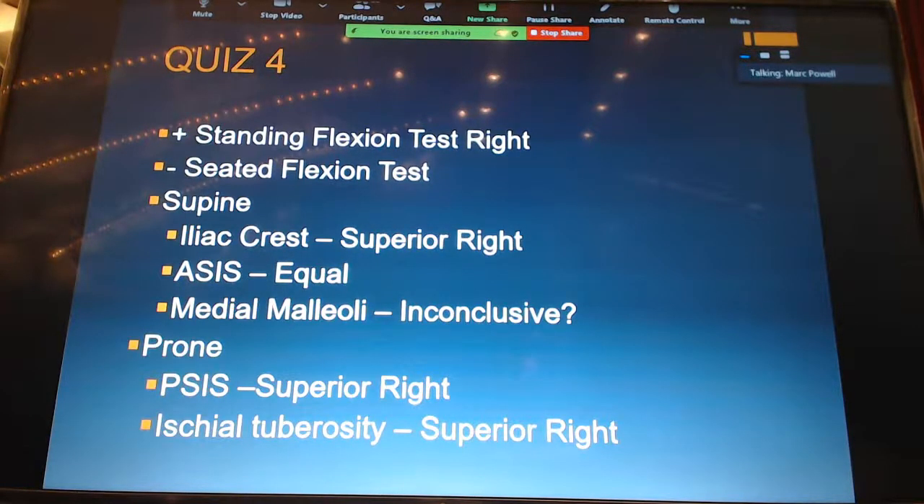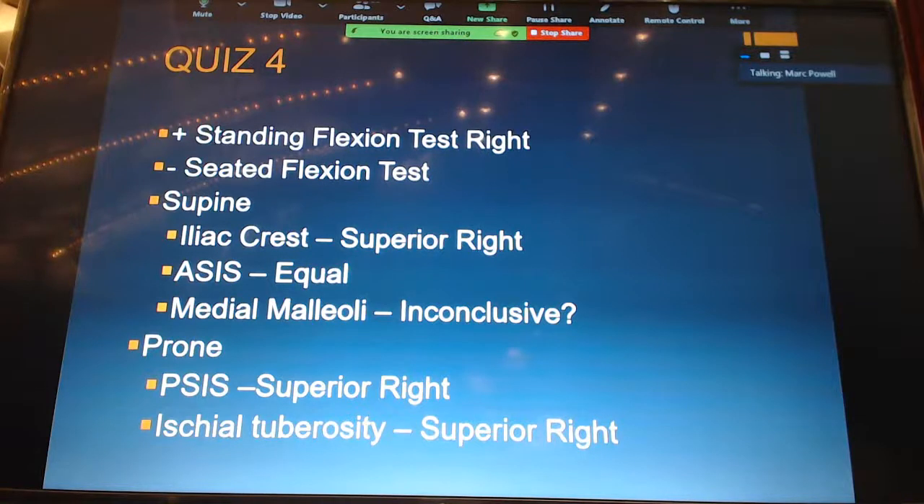Here we go. Standing flexion test on the right is positive. The seated flexion test is negative. You have an innominate problem. All I care, if you walk out this door and can just tell me that, I'm good. Now, my supine exam. Your iliac crest is superior on the right. So, again, I use my thumb as my iliac crest, so I put that a little bit higher. My ASIS are equal.